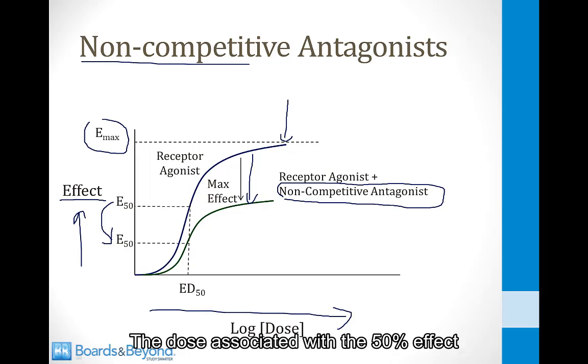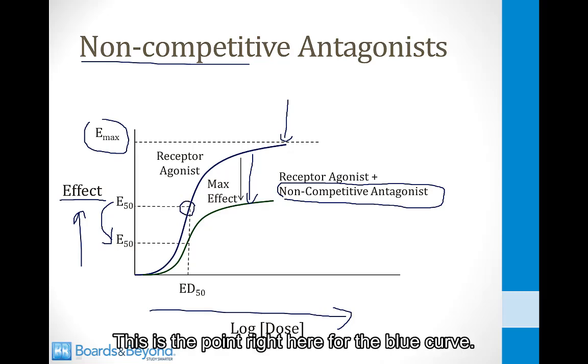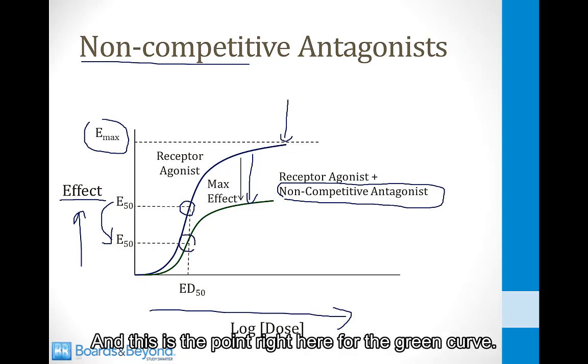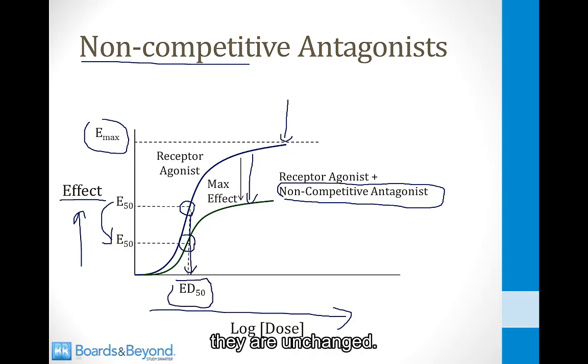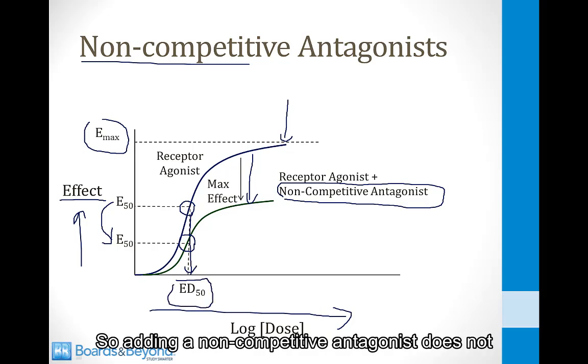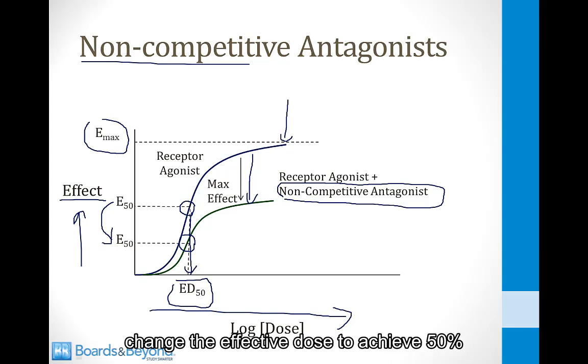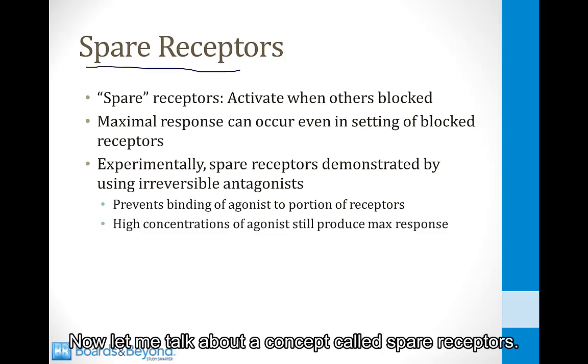The dose associated with the 50% effect on both curves is the same. This is the point right here for the blue curve, and this is the point right here for the green curve. And if you follow them down to the x-axis, they are unchanged. So adding a non-competitive antagonist does not change the effective dose to achieve 50%, but it does lower the maximum effect. Now let me talk about a concept called spare receptors.